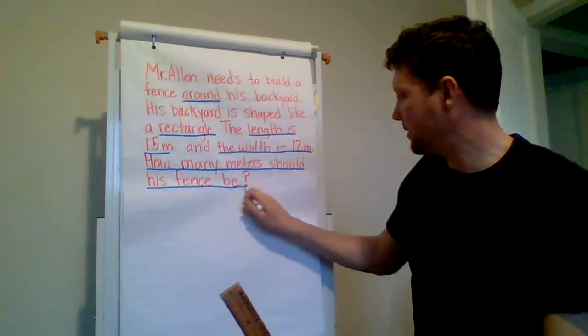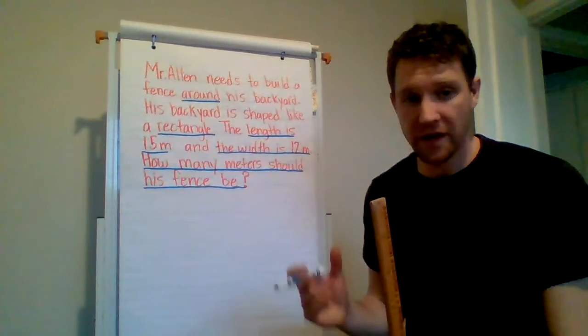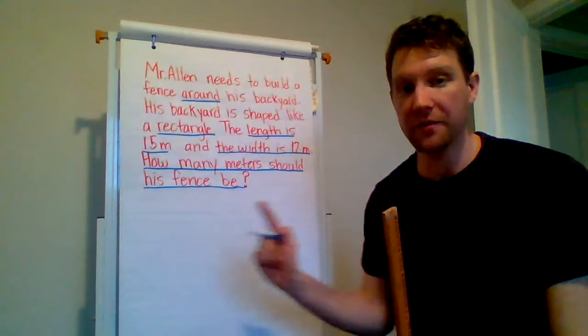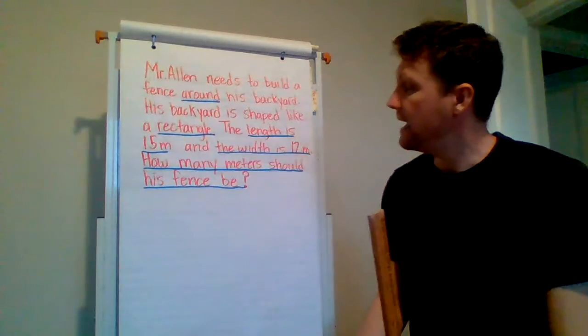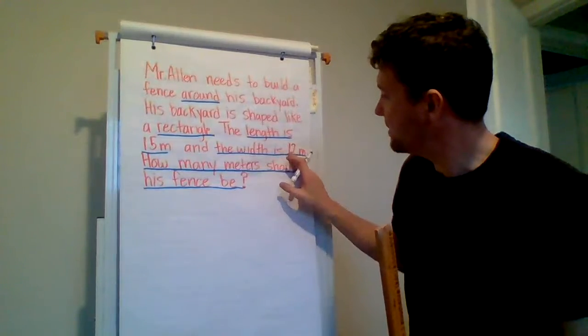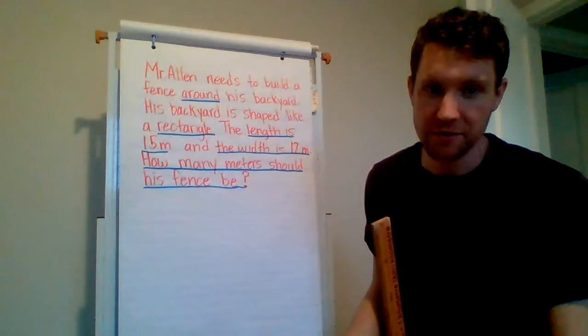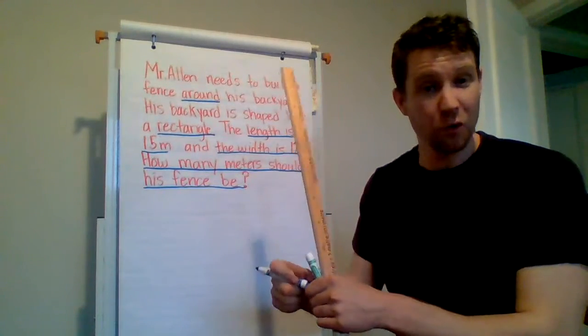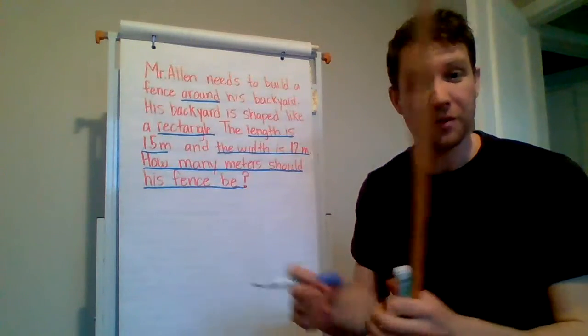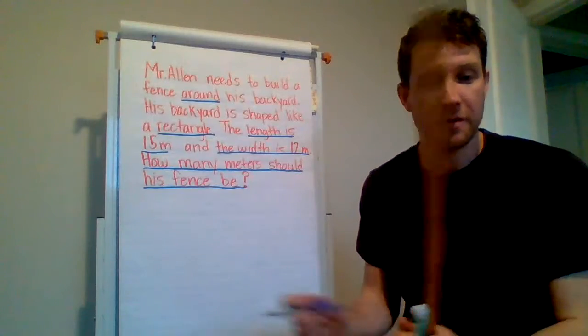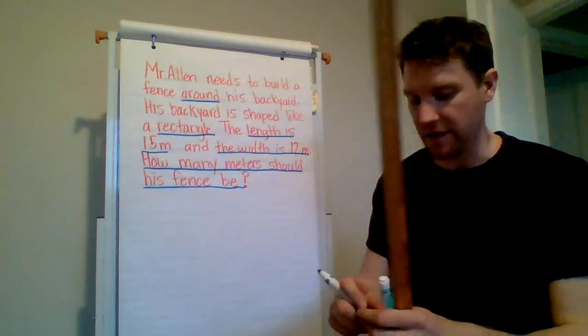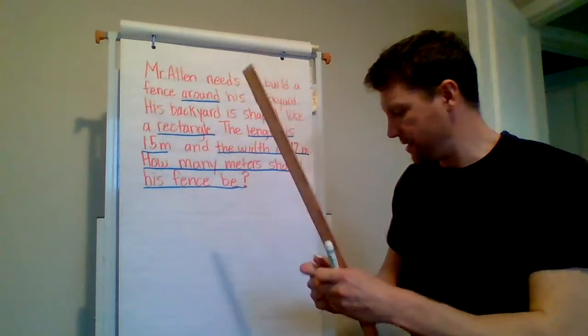Okay. Here we go. We know what we need to do. We got to find the perimeter because the fence goes around the outside of his backyard. And we know two of the sides. The length is 15 meters and the width is 12 meters. So next, we always draw or build an equation. So I'm going to draw it out. I'm going to make a diagram of what this backyard looks like. So let's go down here.